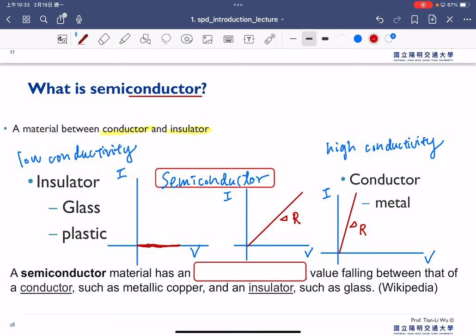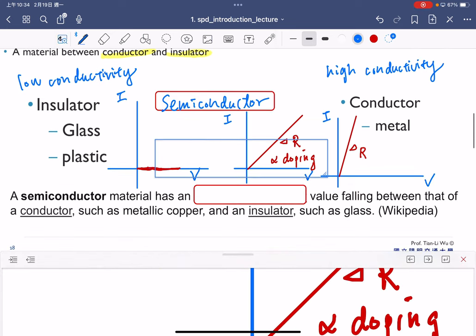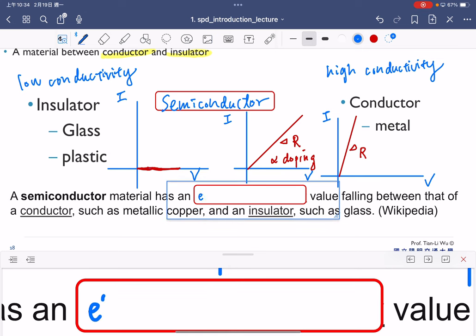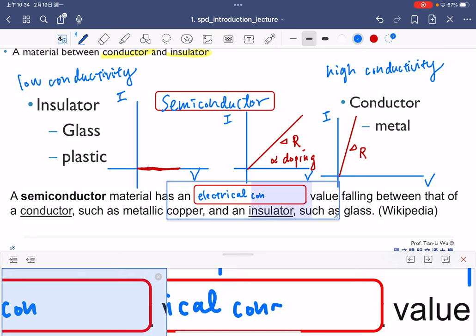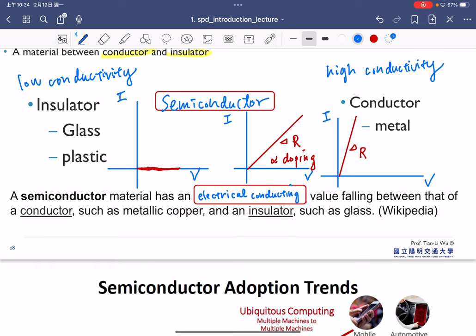For example, if we change the doping inside the semiconductor, then we can change the resistance either toward the insulator or toward the conductor. So that's a very useful material for us. A semiconductor material has an electrical conducting value falling between the conductor and the insulator. That's a pretty basic definition of semiconductor from Wikipedia.